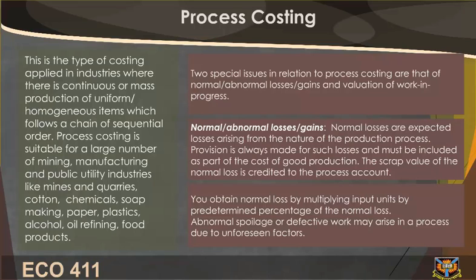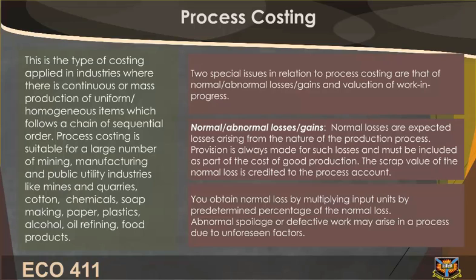Normal, abnormal, losses, gains. Normal losses are expected losses arising from the nature of the production process. Provision is always made for such losses and must be included as part of the cost of good production. The scrap value of the normal loss is credited to the process account. You obtain normal loss by multiplying input units by predetermined percentage of the normal loss.